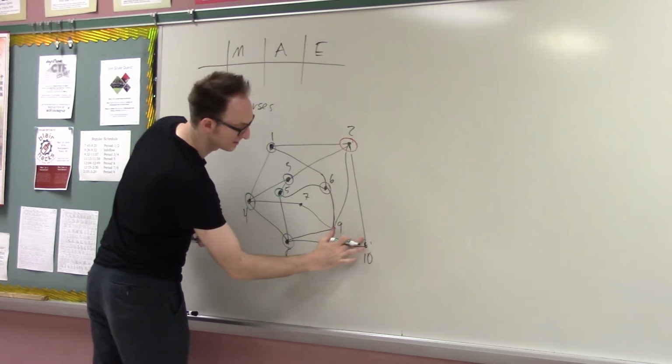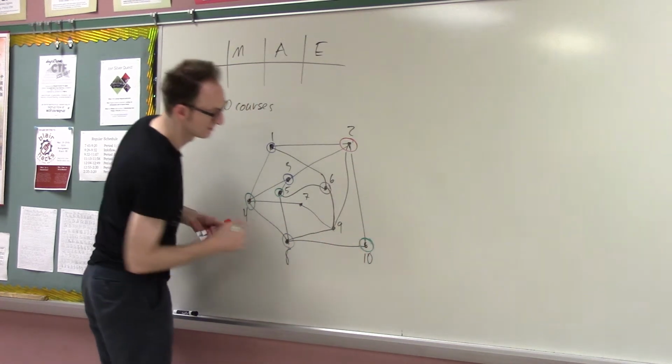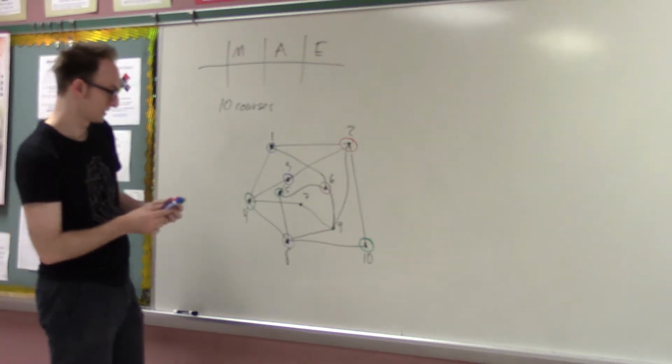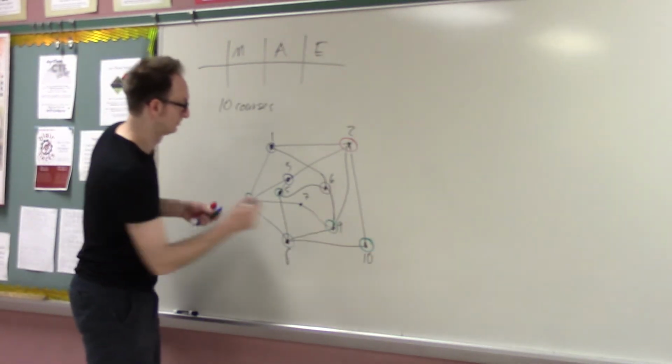Wait, that still messes stuff up. Wait, does it? Nine... No, it doesn't. Yeah, because, oh yeah, 9 can now be green. 9 can be green, 7 can be red. So make 7 blue.